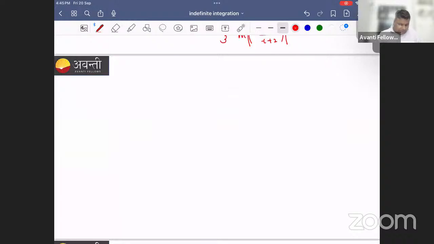Let's go with the next question. If the question is like integration dx upon 3 sin x minus 4 cos x whole square. Dx upon 3 sin x minus 4 cos x whole square.